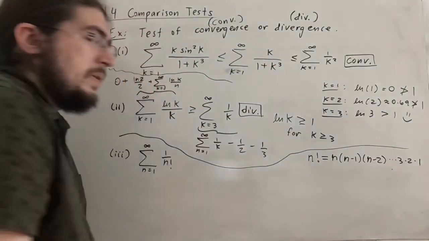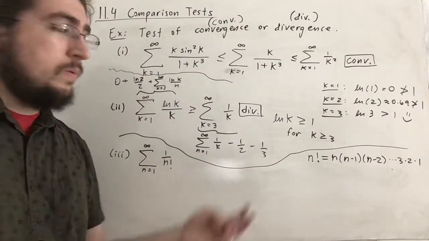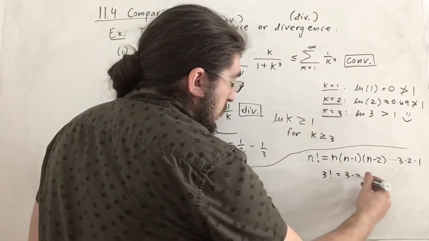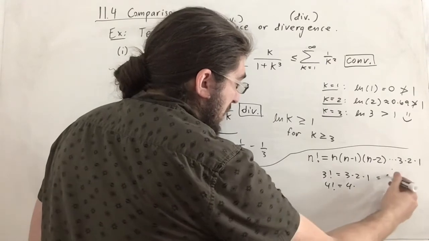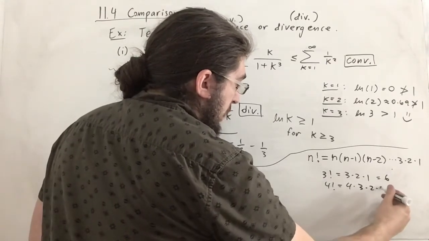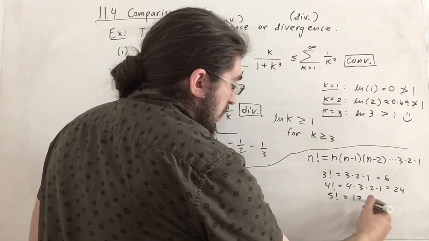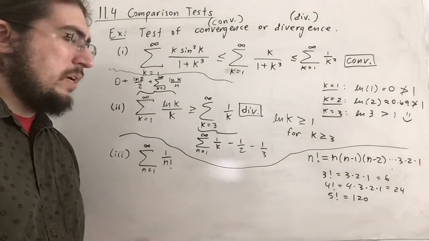So if you want to do some examples, 1 factorial is 1, 2 factorial is 2 times 1, which is 2. 3 factorial will be 3 times 2 times 1, which is 6. 4 factorial is 4 times that, so it's 4 times 3 times 2 times 1, which is 24. 5 factorial, for instance, would be 120, because it's just 24 times 5. So you can kind of see how that works.